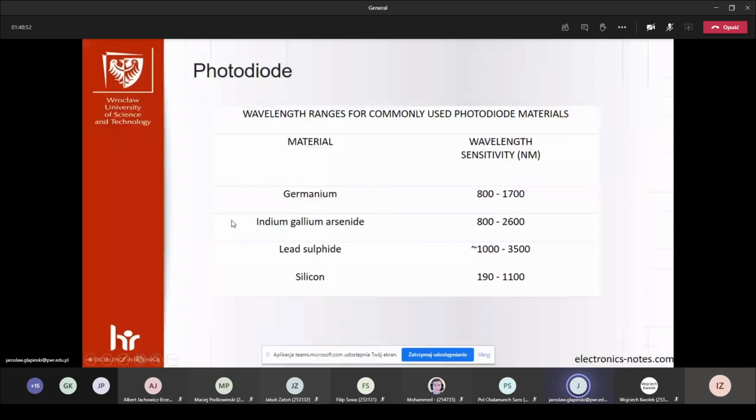Of course, we have different materials which have different properties, so we use them for different wavelengths. Generally, germanium is used for lower frequencies, higher wavelengths, and for visible light, as we expected, we can utilize silicon.